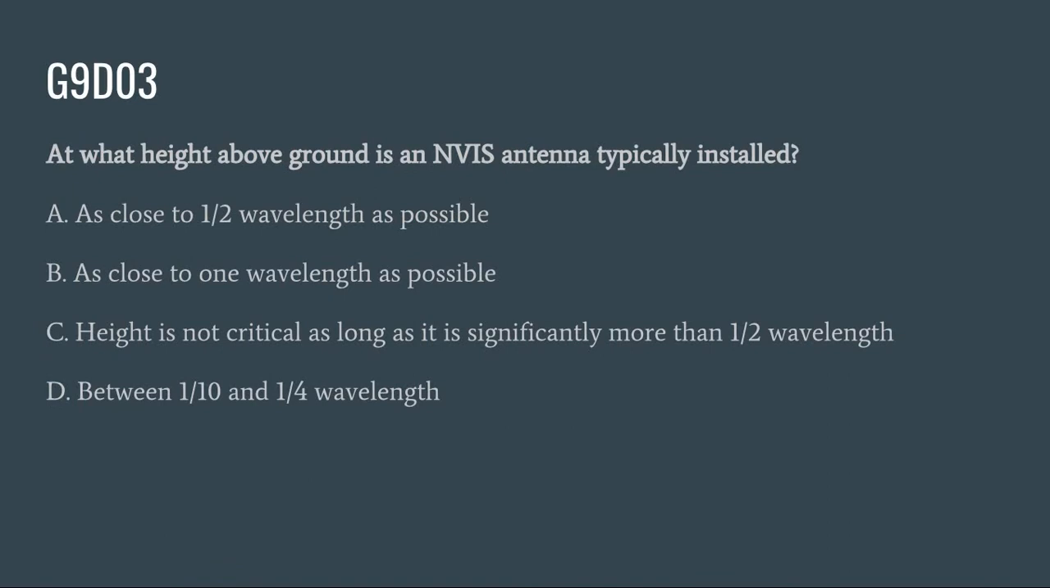G9D03, at what height above ground is an NVIS antenna typically installed? A, as close to half wavelength as possible. B, as close to 1 wavelength as possible. C, height is not critical as long as it is significantly more than half wavelength. Or D, between 1/10 and 1/4 wavelength. Correct answer D, between 1/10 and 1/4 wavelength.